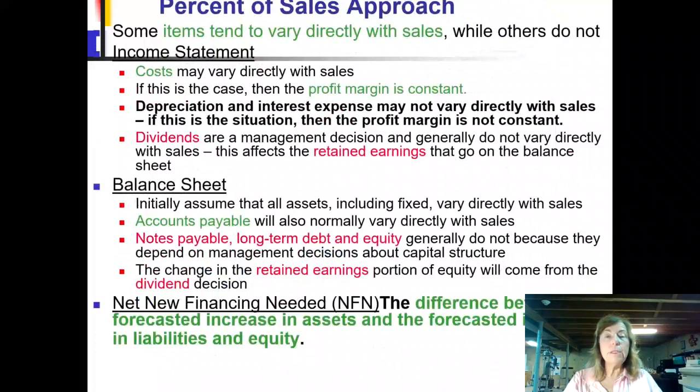Now, some items tend to vary directly with sales, while others do not. On the income statement, typically costs we assume vary directly with sales. That will keep us a constant profit margin.